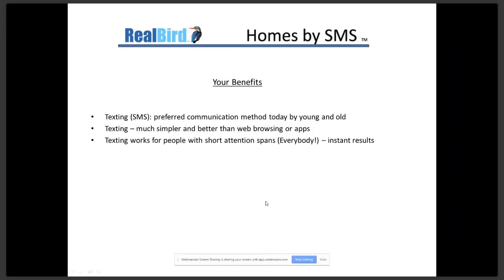Next step, texting works for people with short attention spans. Everybody has a short attention span. I think this is the most missed point in real estate marketing today in lead generation. People talk about bringing a stream of leads to your website and squeeze pages and things like that, but the psychological side is not addressed.